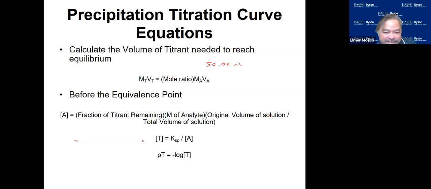What is the analyte here? The silver ion or the iodide ion? Is it the silver ion or the iodide ion? If we're talking about the analyte.